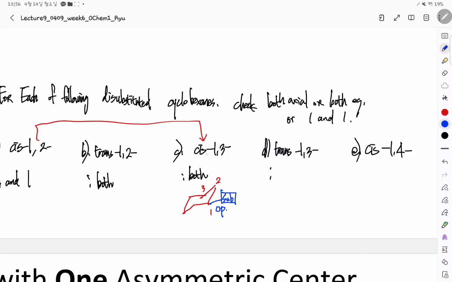Right? So both equatorial. And then if you think about the ring flip version of that, then you will get both axials as well. So this is the both case.